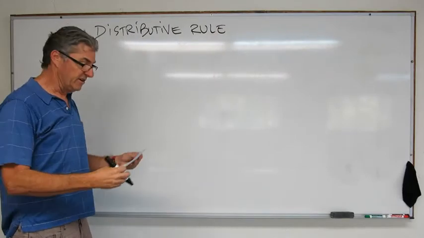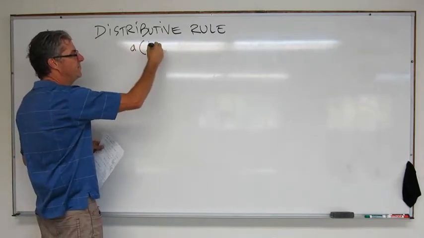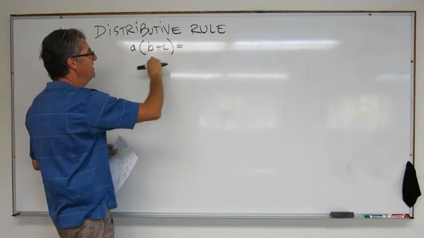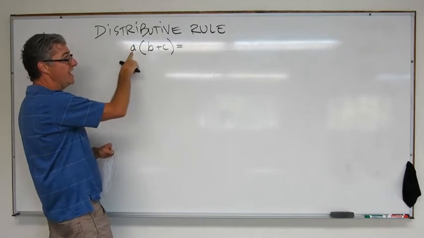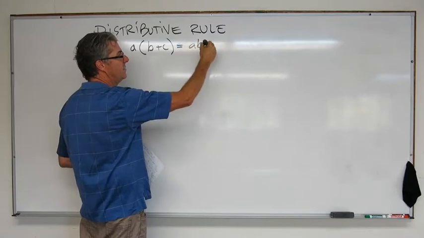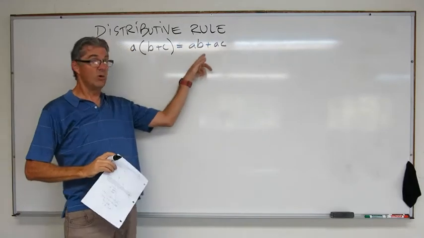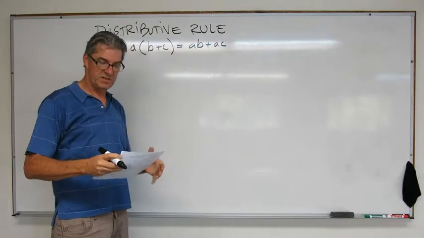Written with just letters, this one is fairly straightforward. It's A times B plus C. We're going to distribute A to the B and A to the C by multiplication, and we get AB plus AC. So that's the pattern, that's the rule. You could put that on your cheat sheet for tests.